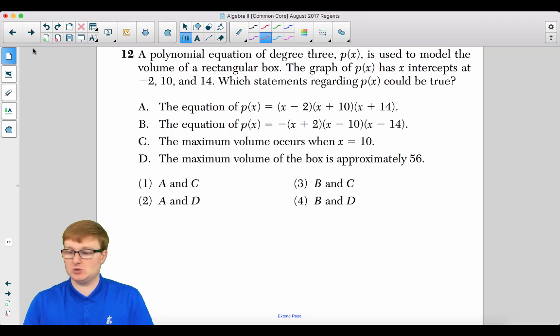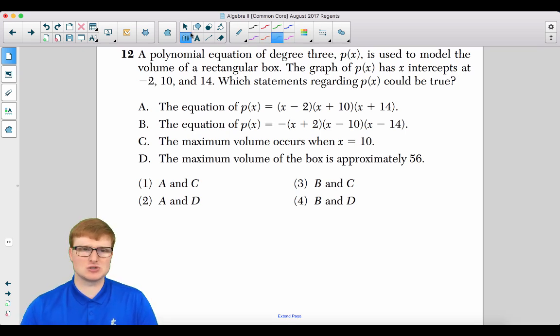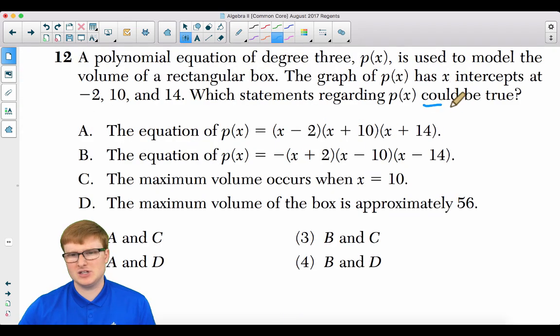Last question of the video, number 12. A polynomial equation of degree 3, p of x, is used to model the volume of a rectangular box. The graph of p of x has x-intercepts of -2, 10, and 14. Which statements regarding p of x could be true? I always hated those types of questions. Could be true, you know, could be meaning sometimes true.